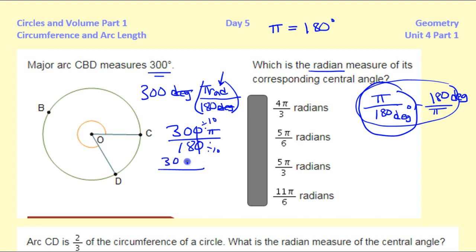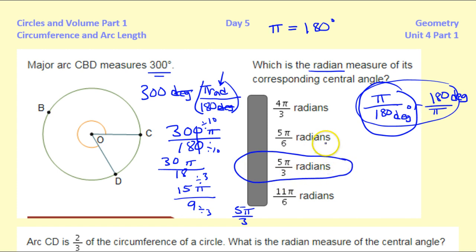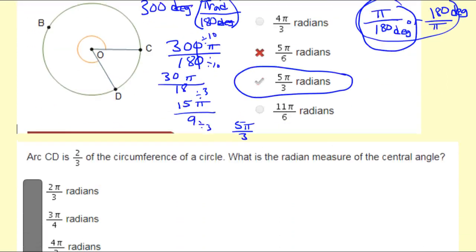So now I have 30 pi over 18. Dividing both of these by 2, I'm going to get 15 pi over 9. Dividing both of these by 3, I'm going to get 5 pi over 3. So that tells us that this is going to be the answer. Okay, that's how you do that one.